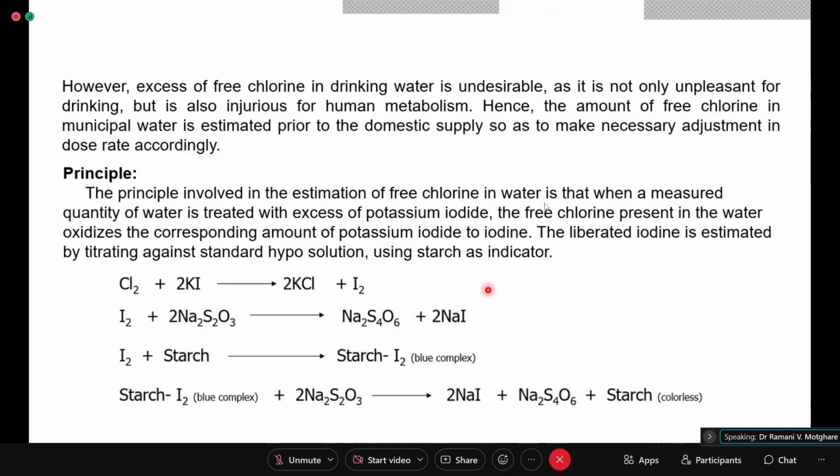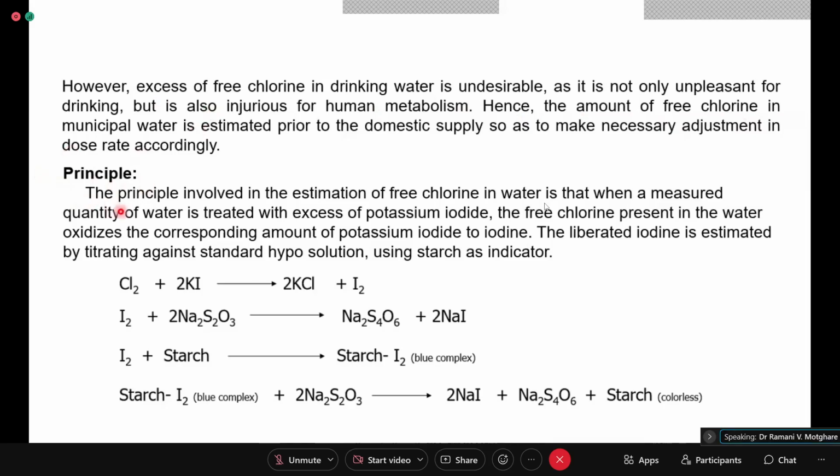Okay, so that is how it moves out also easily. But then, yeah, it should not be there. That is there. Hence, so where principle. Okay, so what is the principle involved in determination of this free chlorine?